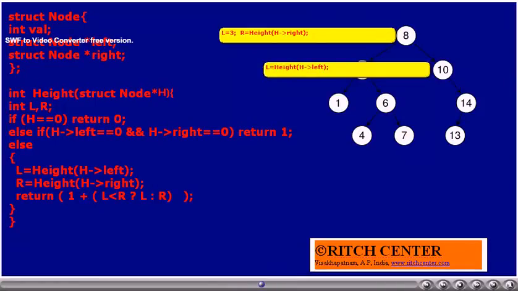Now h will be pointing to the node whose value is 10, which is the right child of the root node. We have to find out the height of the node 10. Its left subtree height we have to find out, and its right subtree height we have to find out. Thus, the statement L is equal to height h arrow left will be executed. However, for this node, there is no left child. That is, h arrow left value is 0. Thus, the function is going to return 0.